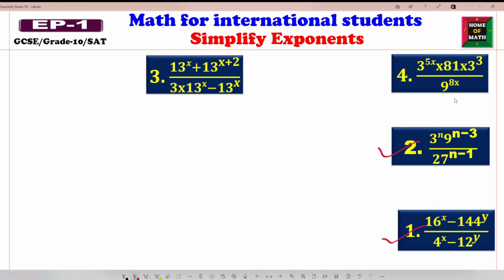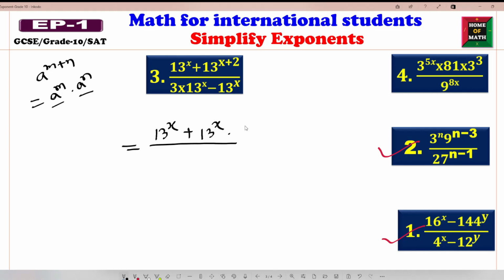Now number 3. Here is 13 to the power x plus 2, divided by 3 times 13 to the power x minus 13 to the power x, lots of 13. So this one: 13 to the power x plus 2. We know a to the power m plus n means a to the power m times a to the power n. We can separate like this. So this one we can write 13 to the power x times 13 squared. Then here is 3 times 13 to the power x minus 13 to the power x.